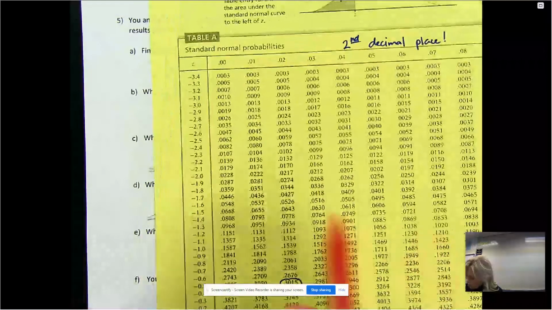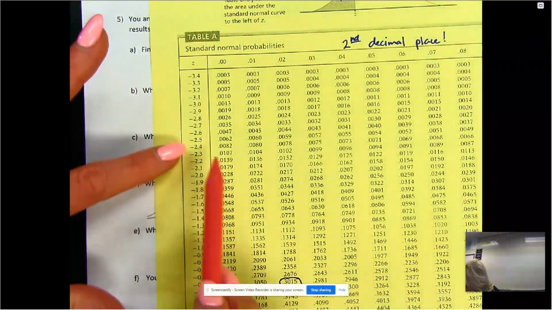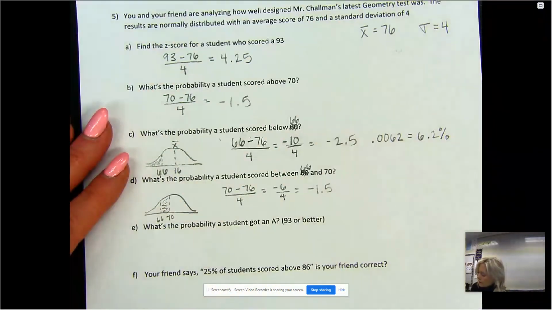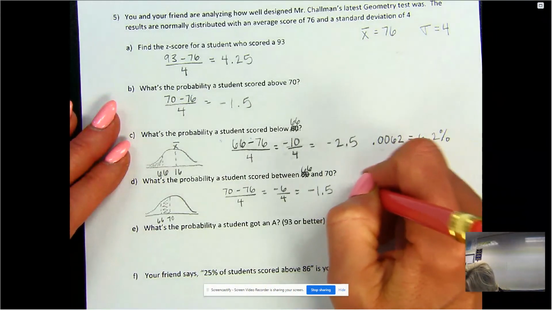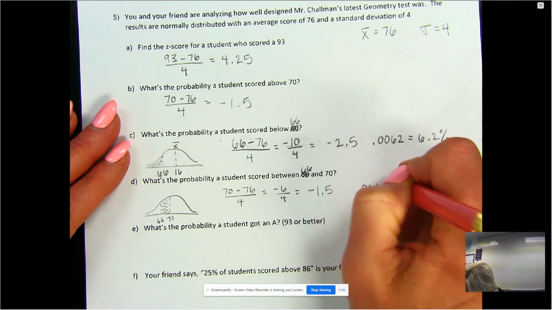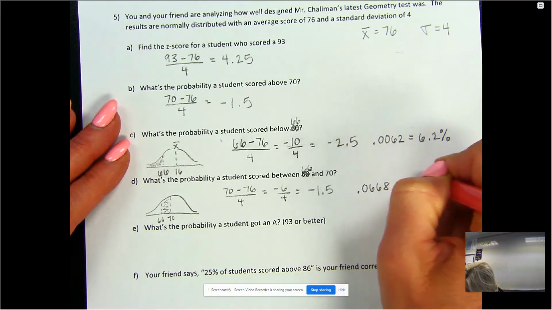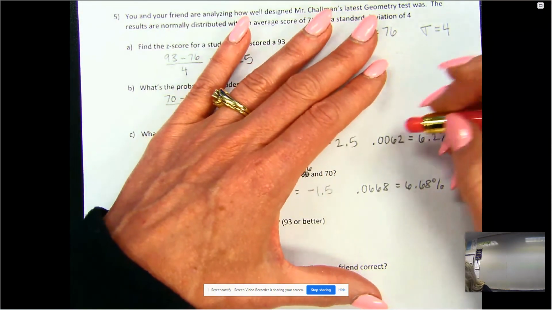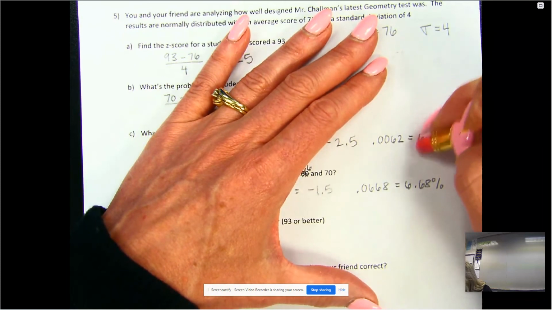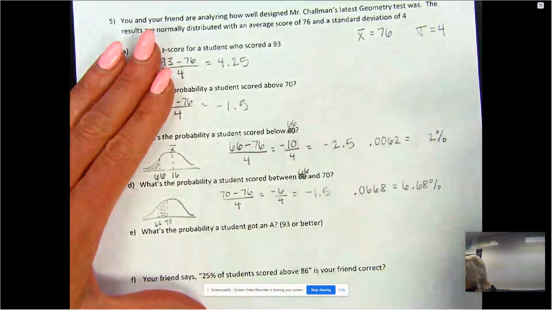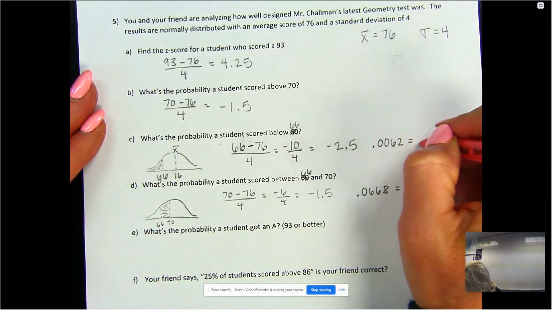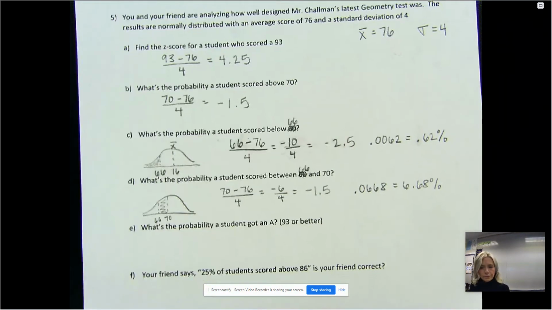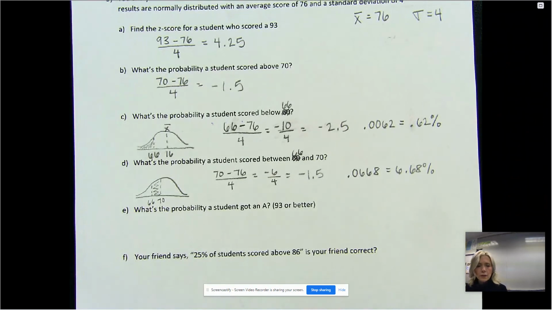Okay, so on our table here, negative 1.5 is, oops, I made a mistake. I'll fix it. Negative 1.5 is right here, 0.0668, which is 6.68%. And I made a mistake here. Sorry. This decimal is in the wrong place. That's 0.0062. Less than 1%. 0.62%. Makes way more sense, actually.